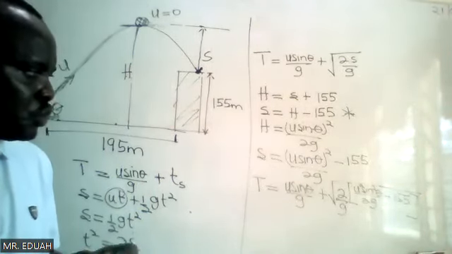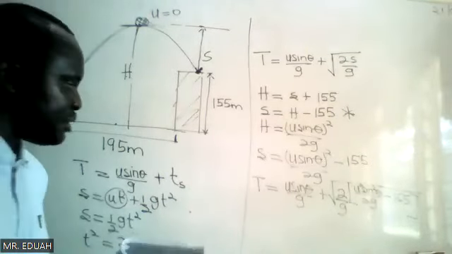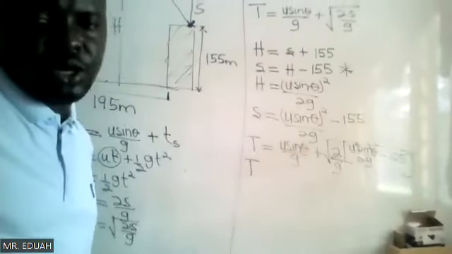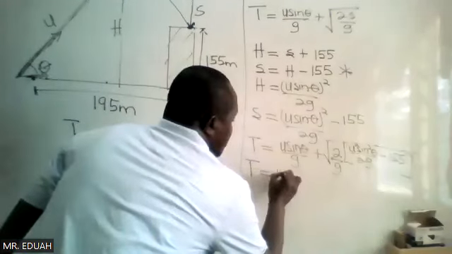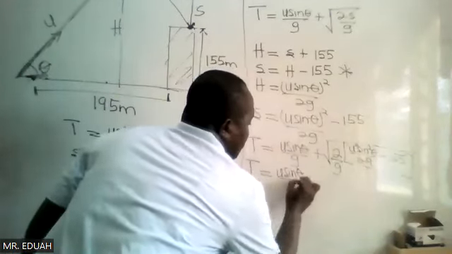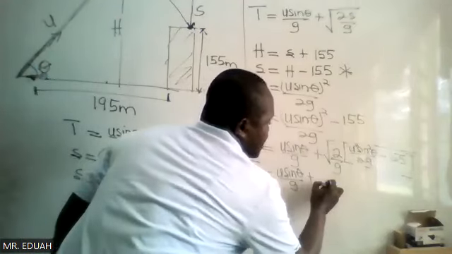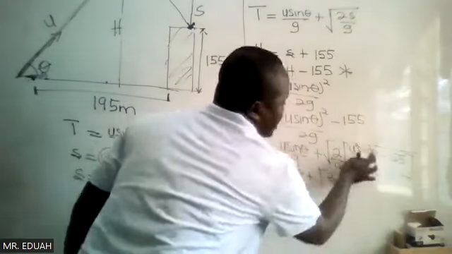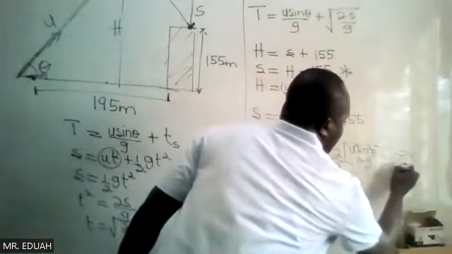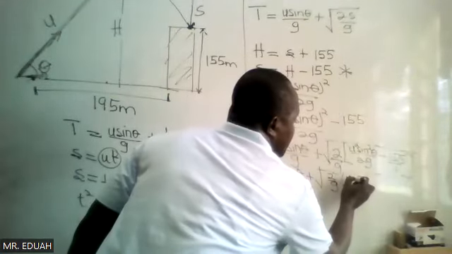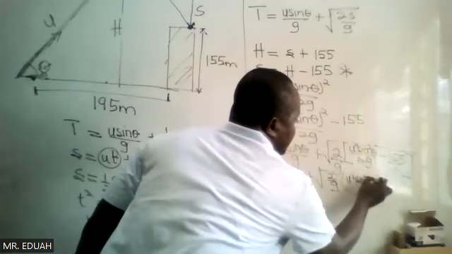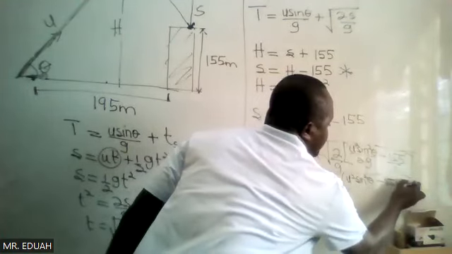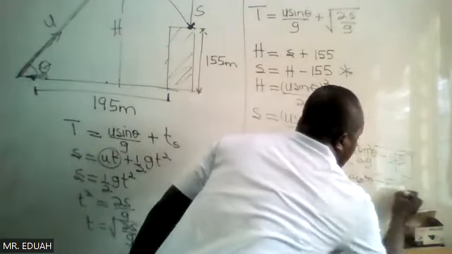The LCM is 2g. So we have T is equal to u sine theta over g plus square root 2 over g. We haven't touched it. We are only simplifying what we have here. When you cross multiply, you have u squared sine squared theta minus 155 times 2g over 2g.